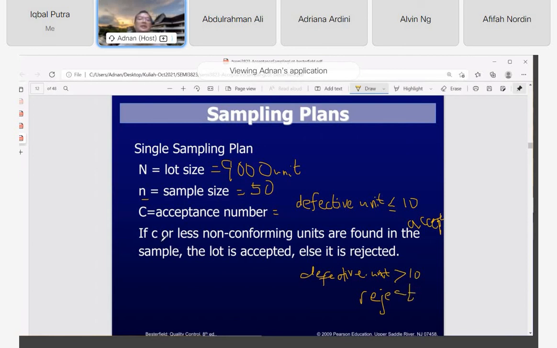If c or fewer nonconforming units are found, then the lot is accepted, else it is rejected. So this is only one sample taken. Just imagine you take only 50 out of 9,000. And the issue now is who decides this is 10? Is it you or the supplier? Is there a system to assist? Yes, there is a system to guide us to decide the lot size, the sample size, and the decision criteria for the acceptance number.